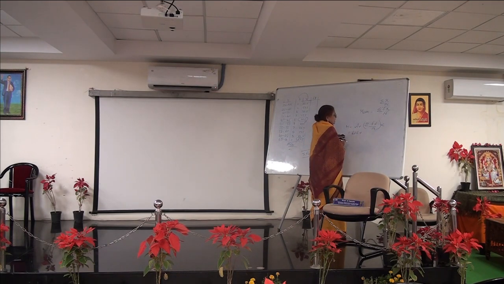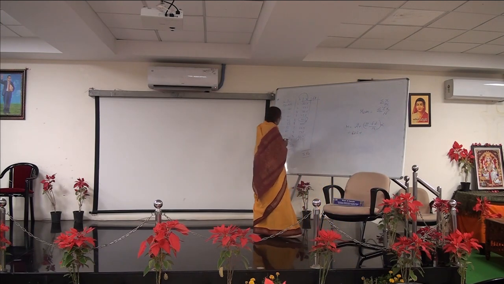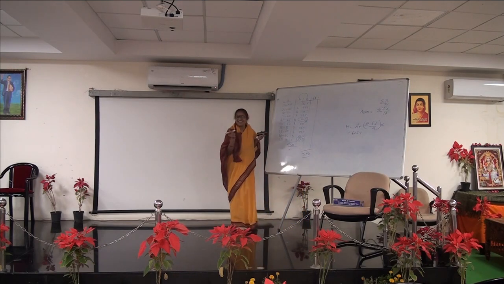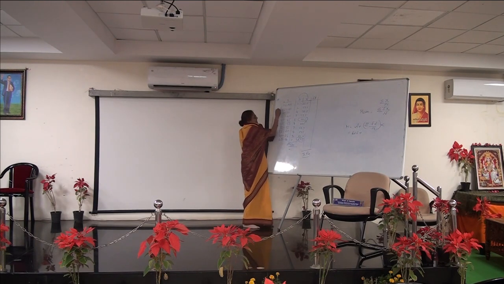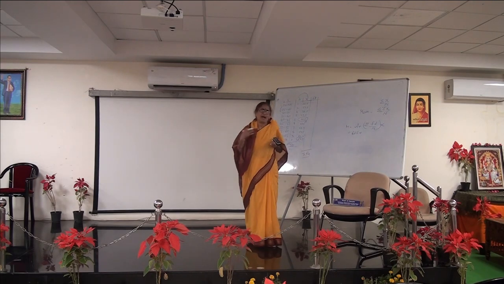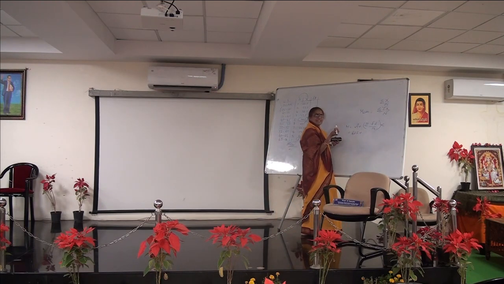Plus, we know n and we know the class width. What is the class width here in this case? 5. How do you compute it? The difference between the consecutive either lower limits or upper limits. In this case it is 5.